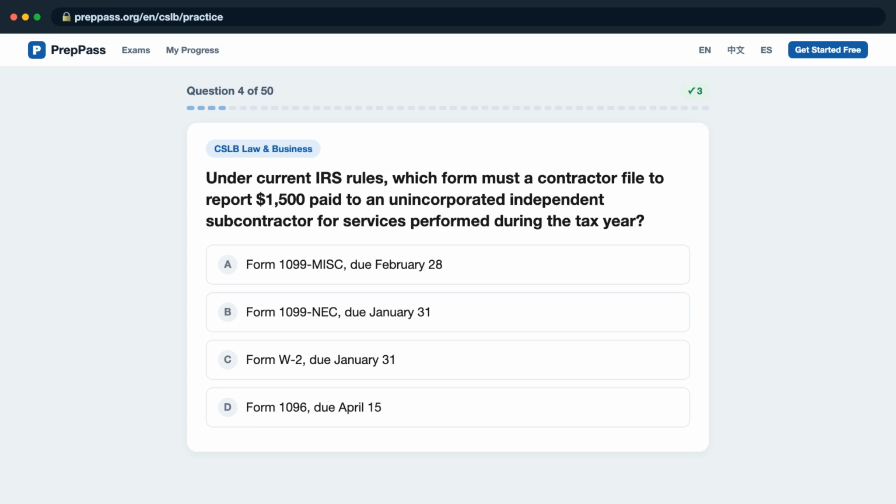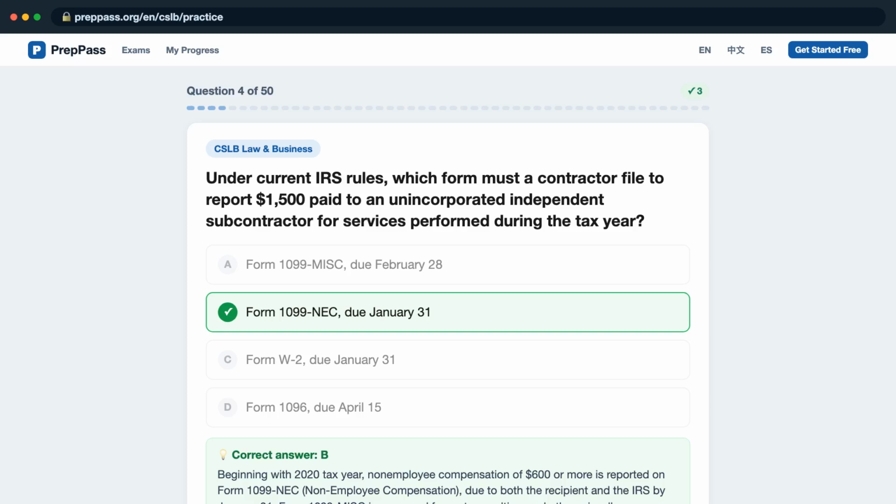Question 4. Under current IRS rules, which form must a contractor file to report $1,500 paid to an unincorporated independent subcontractor for services performed during the tax year? Is it A, Form 1099 MISC, due February 28? B, Form 1099 NEC, due January 31? C, Form W-2, due January 31? D, Form 1096, due April 15? The correct answer is B.